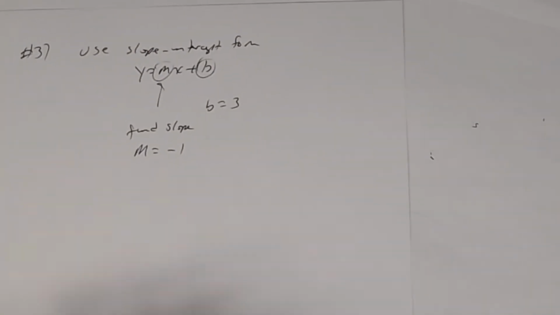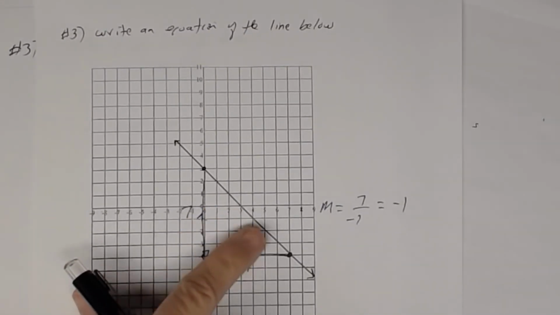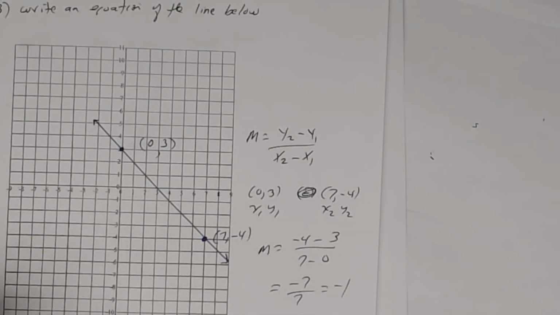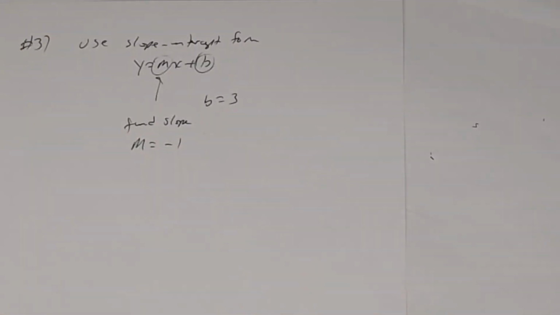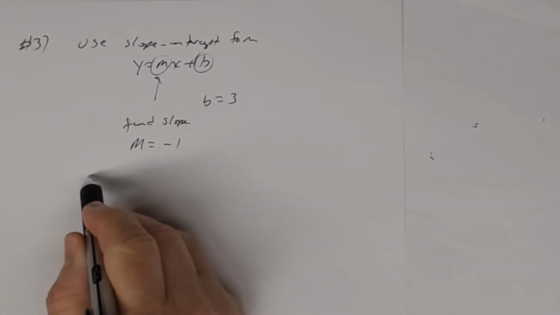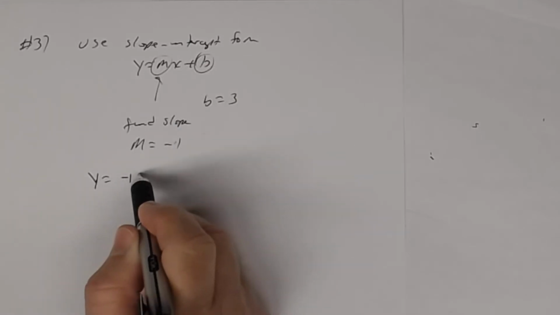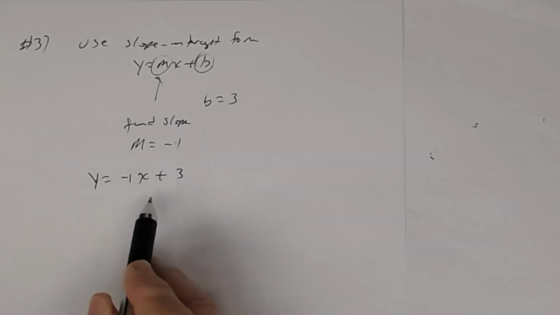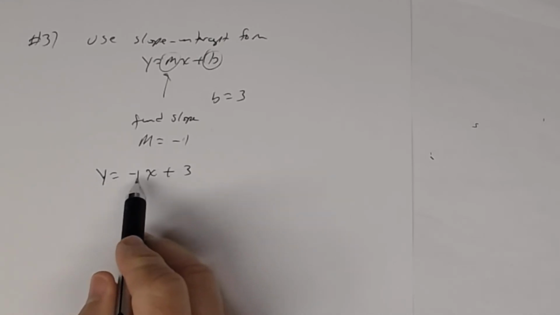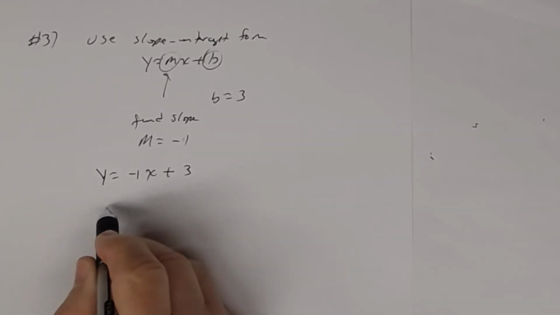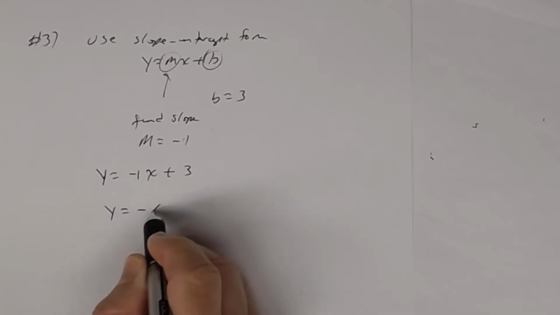And so therefore, let's go ahead now and write the equation. We found the slope two ways: we found it using rise over run, and we found it using the slope formula. Okay, so now let's write the equation. y equals the slope, negative 1, times x, plus b, which is 3. Now, negative 1 times x is just negative x. So we get y equals negative x plus 3.